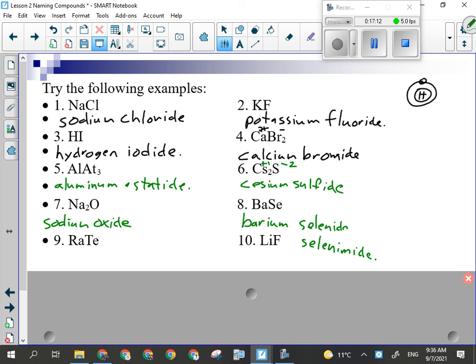All right, number 9, we got radium and telluride. The name of an SUV now, for some reason. And number 10, Li stands for lithium, and F stands for fluoride.